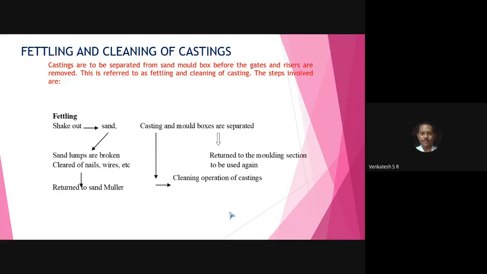Next, all of you write down fettling and cleaning of castings. Underline that. Castings are to be separated from the sand mold box.